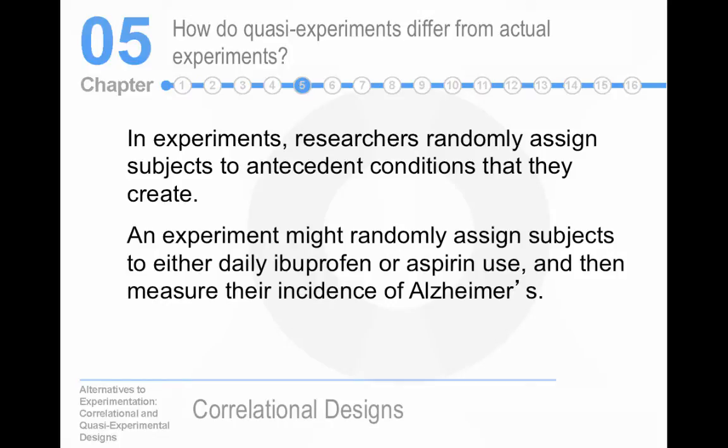And as I said, in experiments, researchers randomly assign subjects to the antecedent conditions. So this proposed experiment, assigning people to ibuprofen or aspirin use and then checking their incidence of Alzheimer's, good luck getting compliance in a study like that. I took a medical decision-making class in graduate school.